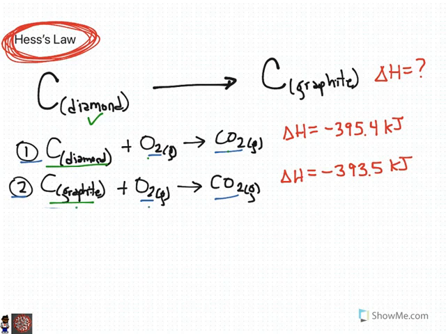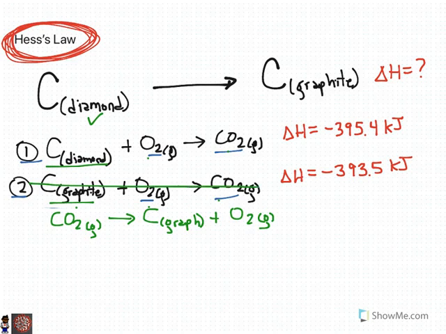We would much rather have this the other way, flipped. So instead of having graphite plus O2 yields CO2, it would be much better if we had CO2 breaking down into carbon graphite plus O2, because that would get rid of this reaction. We wouldn't use that one. We would be using this new updated reaction.